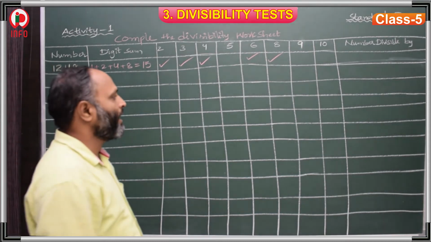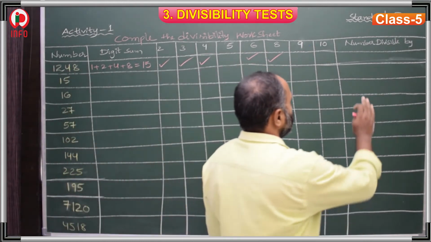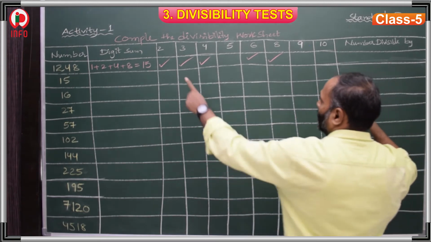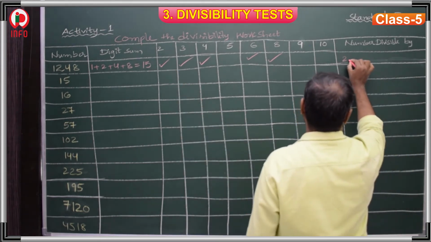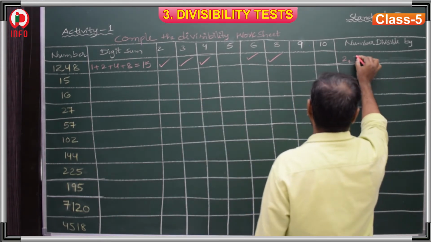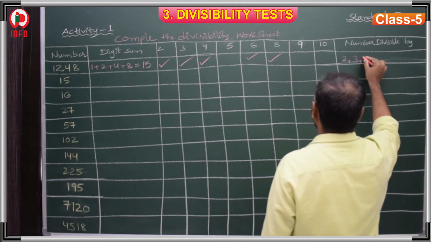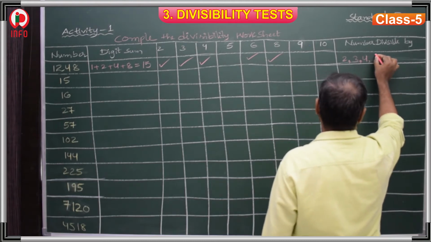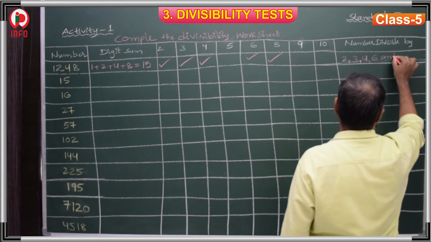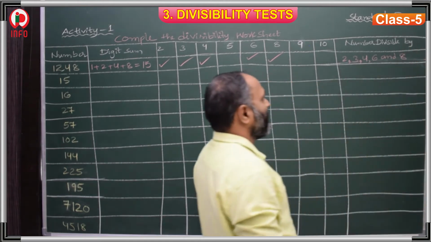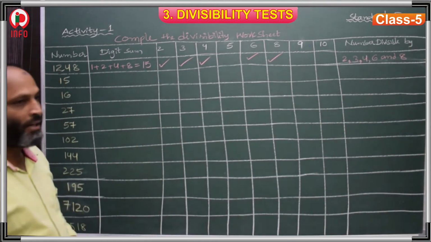So then in the last column, the numbers divisible by what? It is divisible by 2 and 3, next 4, next 6 and 8. These 5 tables, this number is divisible by.